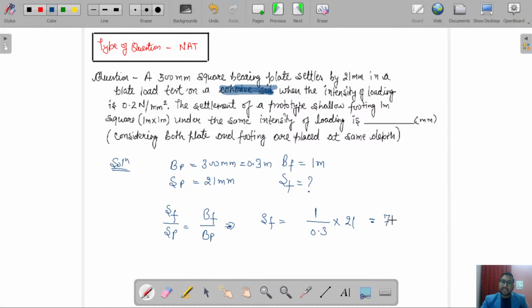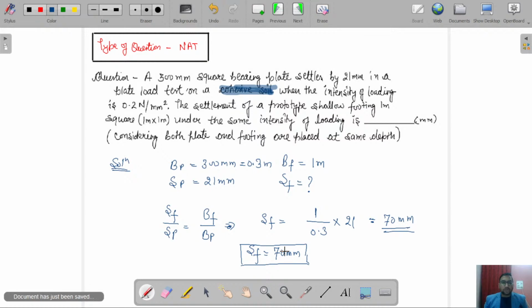So we will get 70 mm settlement of foundation. So the foundation settlement will be 70 mm. Right?